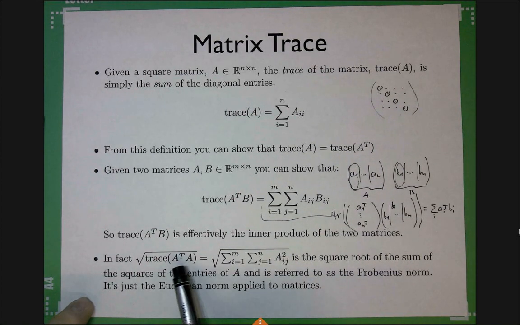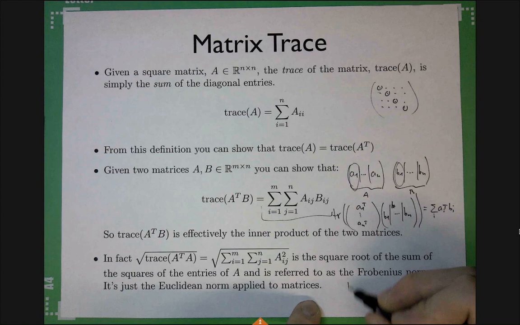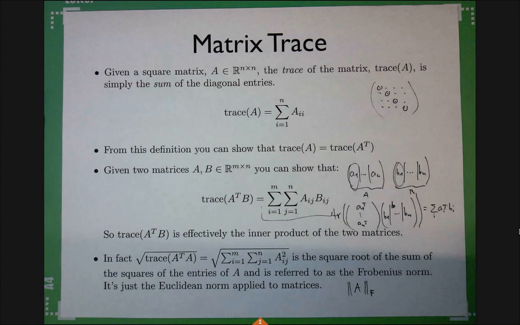In particular, if I use it for the case where B is just A, so trace A transpose A, this is essentially just a norm of a matrix. Again, it's like the length of a vector, except applied to a matrix. This one is so important, it's called the Frobenius norm. Sometimes it has a notation like a norm with a little f there to denote the Frobenius norm. And really it's just the Euclidean norm applied to matrices.